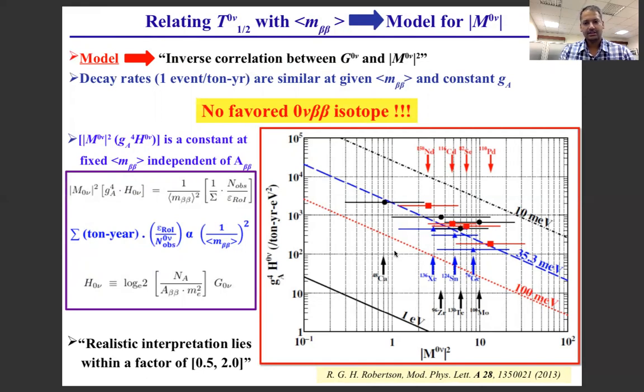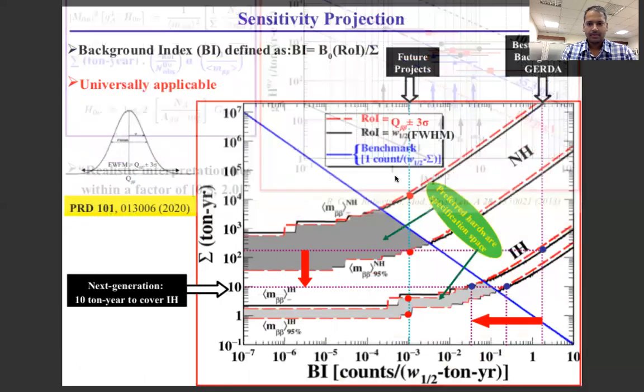So we can see that there is an inverse correlation between the phase factor and the square of the nuclear matrix elements. For a given constant effective Majorana neutrino mass, the decay rate is similar for all the isotopes. It means that, theoretically, there are no favored isotopes for neutrinoless double beta decay.